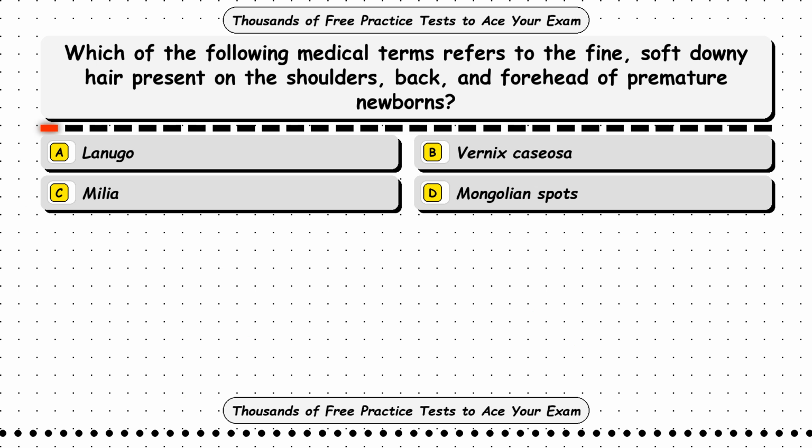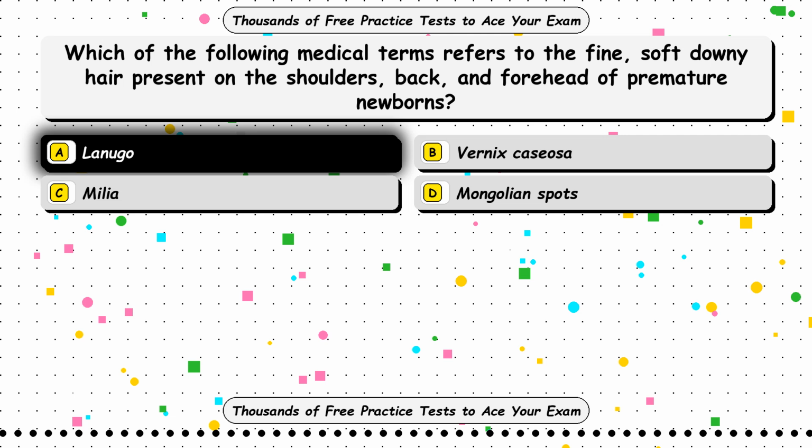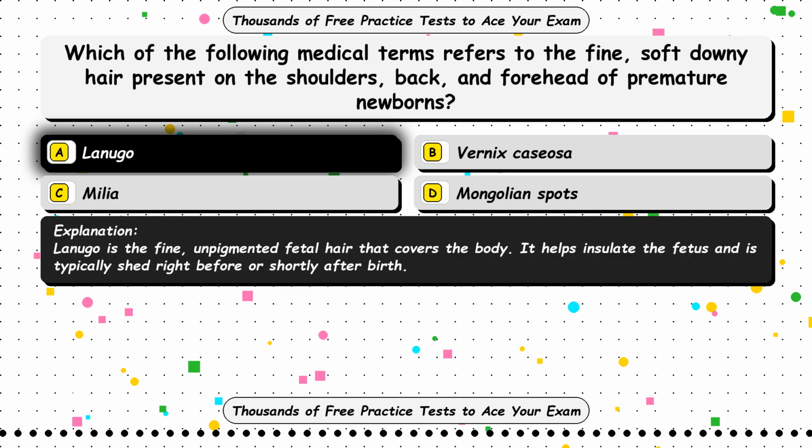Question 107. Which of the following medical terms refers to the fine, soft downy hair present on the shoulders, back, and forehead of premature newborns? Option A, lanugo. Option B, vernix caseosa. Option C, milia. Option D, Mongolian spots. The correct answer is option A, lanugo. Lanugo is the fine, unpigmented fetal hair that covers the body. It helps insulate the fetus and is typically shed right before or shortly after birth.